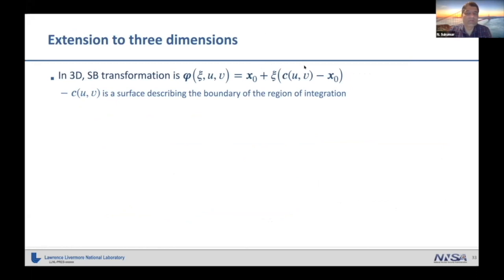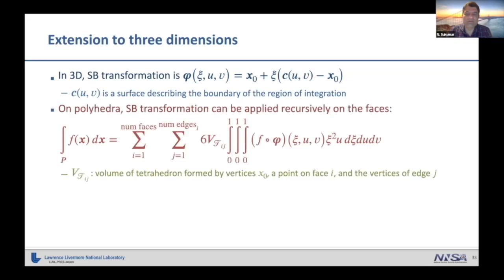So now you think of this. C of (u, v) is a parameter in parameter space. It's a function of u and v. So C of (u, v) minus x naught. In 2 dimensions, it was C of t essentially. Now C of (u, v) is a surface describing the boundary of the region of integration.